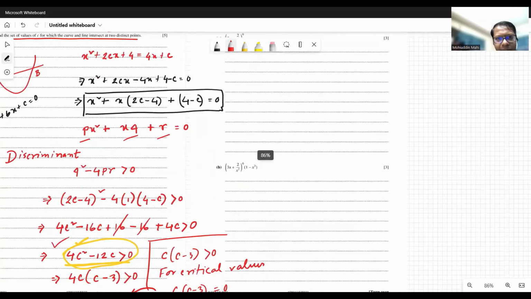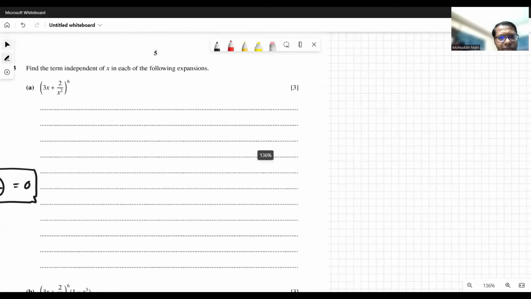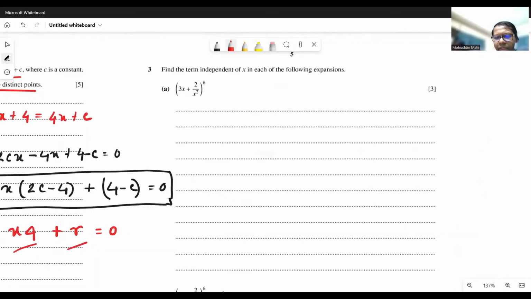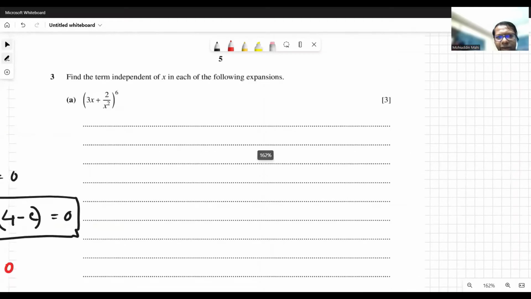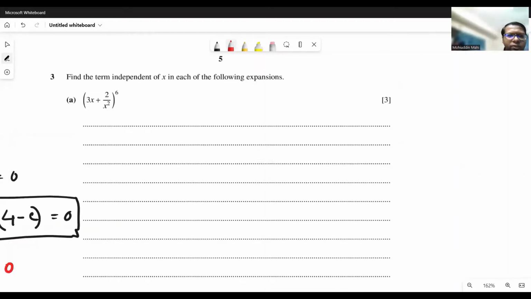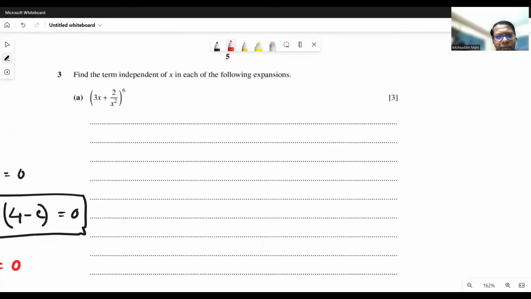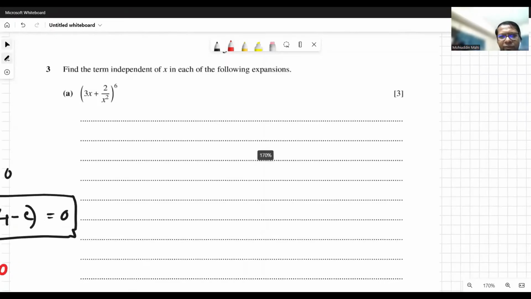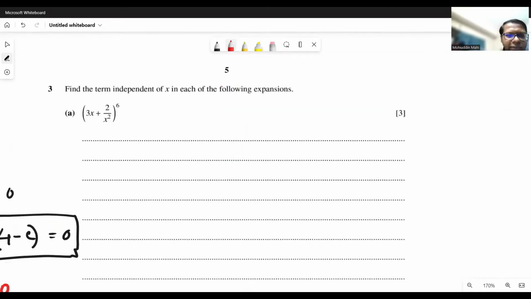Next question, and that's related to binomial expansion. So the previous question was related to the quadratic equation chapter. Now find the term independent of x in each of the following expansions. Two expansions are given, A and B, and in each case we have to find out the term independent of x. So at first, for question A, we are going to write down the general term in any expansion.